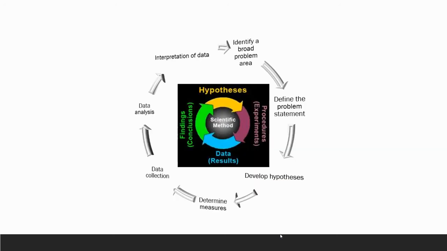So this is the cycle of doing research. First we start by identifying a broad problem area and then defining the problem statement. Based on the problem statement, we develop the hypothesis. Determine measures, meaning that we determine what variables need to be collected and measured. Then data collection, determining the sample size and so forth, and then we do the data analysis and finally the interpretation of data. So this is the process of research.